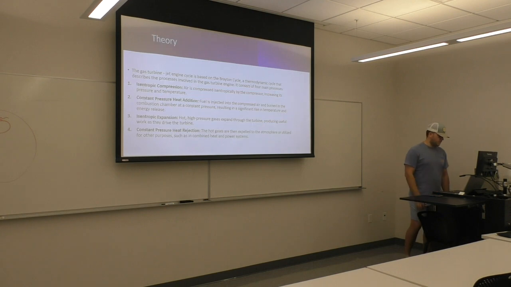So a little theory. The gas turbine jet engine cycle is based on the Brayton cycle. It's a thermodynamic cycle that describes the process involving a gas turbine engine. It consists of four main processes. You have the isentropic compression. Air is compressed isentropically by the compressor. You have the constant pressure heat addition.